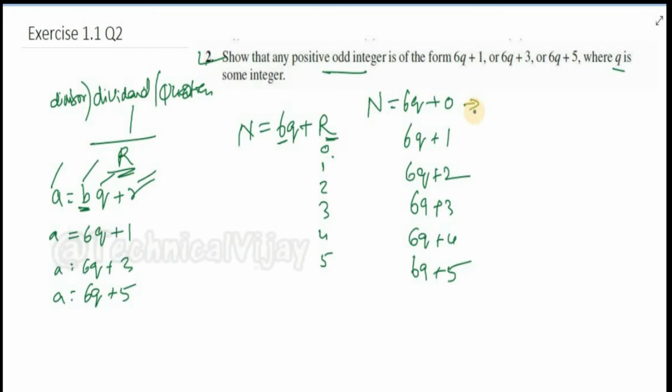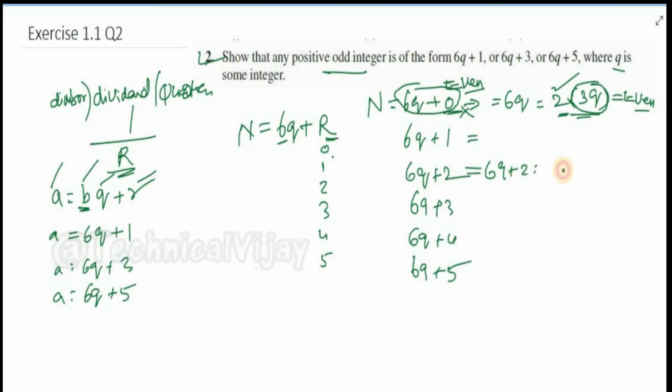So now we will take this one. Here the remainder will be 0, which means this is equal to 6Q only. 6Q can be written as 2 into 3Q. So observe this one. This is a multiple of 2. A multiple of 2, whatever the integer, odd or even, the result will be even only because it is a multiple of 2. Hence this will be an even number. So this will not become an odd number. So this is cancelled.